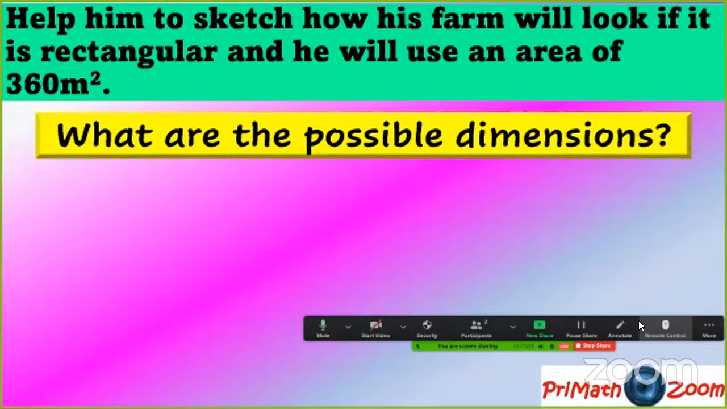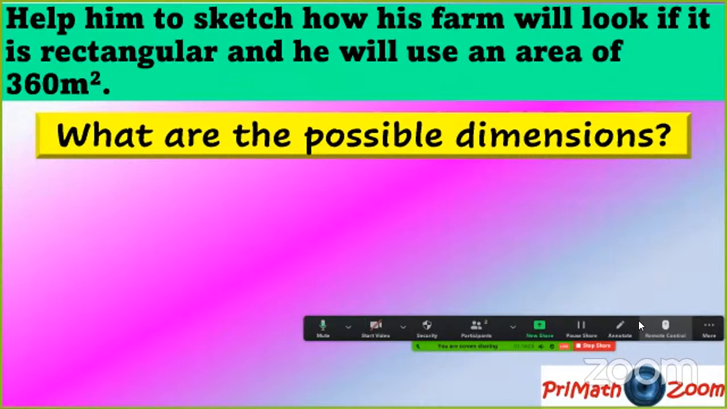All right, so I see Nalani says the length could be 10 meters and the width could be 36 meters. That sounds really good, Nalani. So let me hear from the others. This is one possible dimension. Great job, Nalani. Can you share other dimensions? Because certainly we have several dimensions that this farm could have.